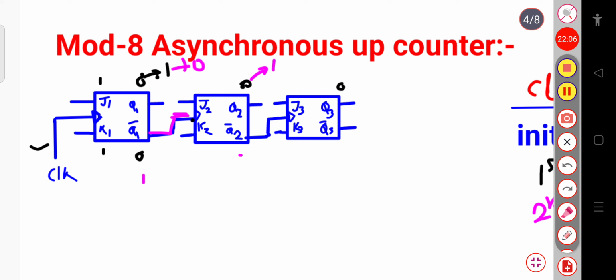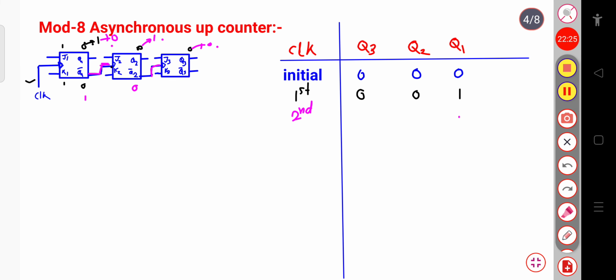When this 0 is connected to the third flip-flop, it will be in the off condition, so the value will be carried to the next, and this goes to 0. So our Q1 value is 0, Q2 value is 1, Q3 is 0.